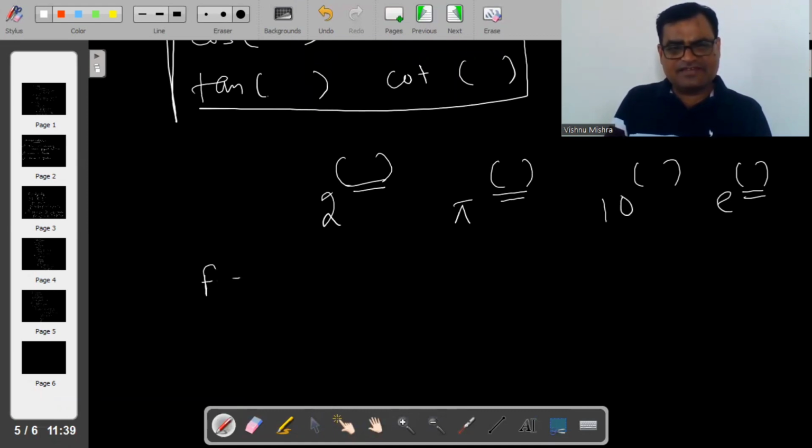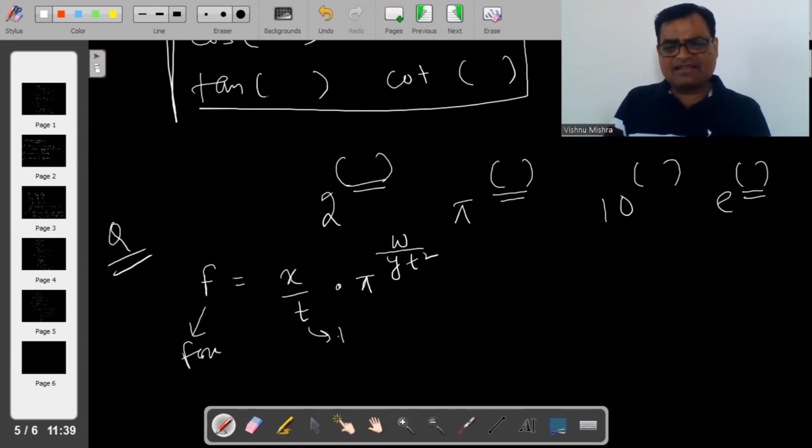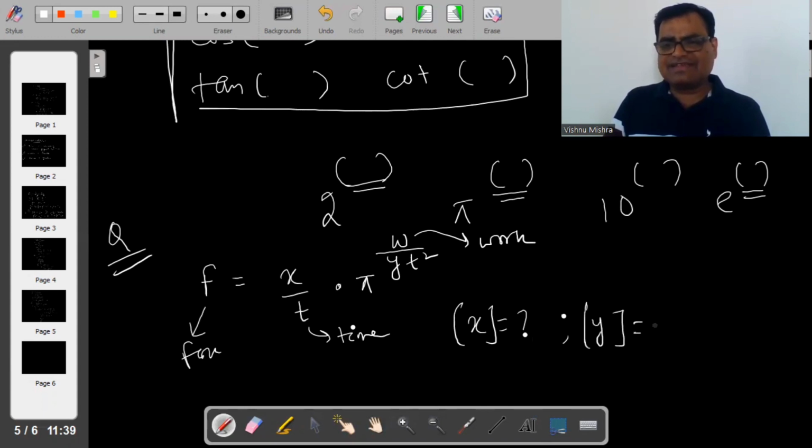Say f is equal to x by t into pi power w by y t square. ये क्वेश्चन है. Here f is the force, t is the time, w is the work. Clear? Find out the dimension of x and y.